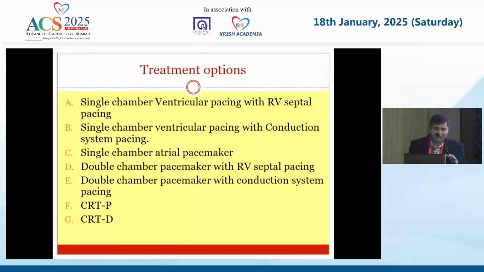Think that atrial fibrillation is there since long, you don't want to pace the atrium at all. So obviously you have to pace only the ventricle, and if you are pacing the ventricle with an ejection fraction of 45% with septal pacing, you might worsen the LV function. That is what people have shown over trials, wherein the wider the QRS, the chances of LV dysfunction are higher.